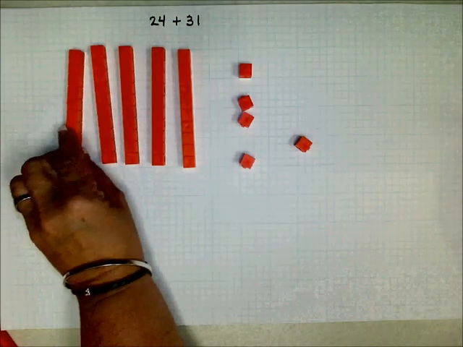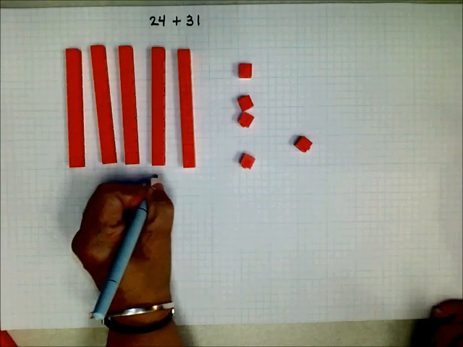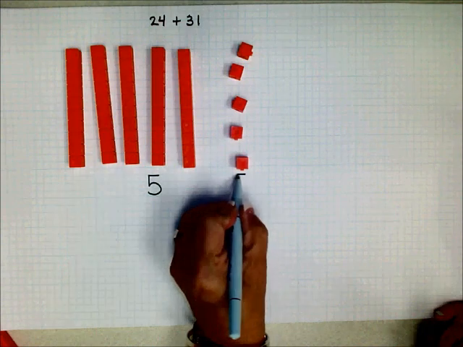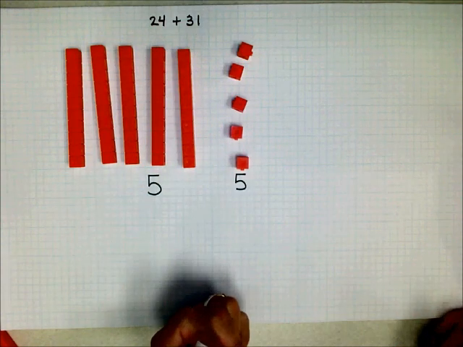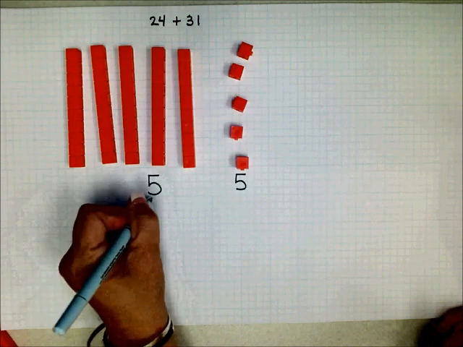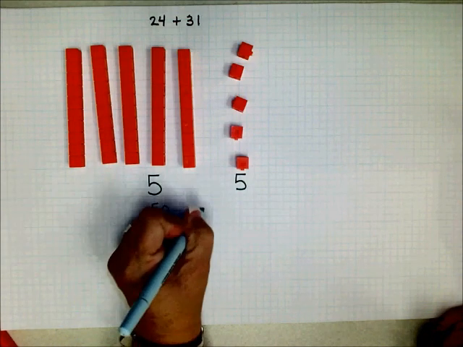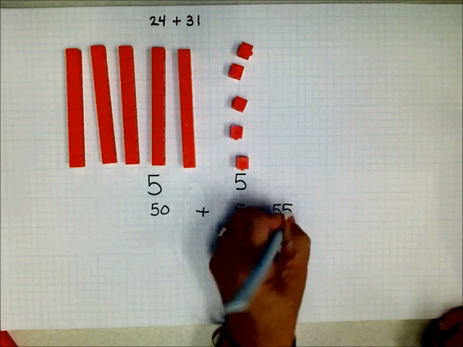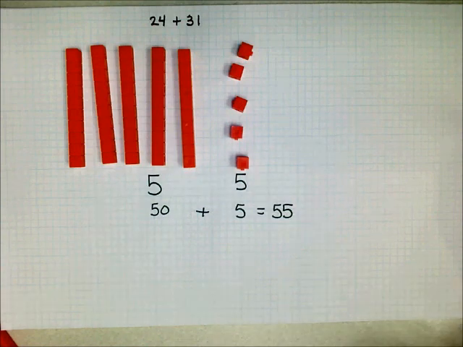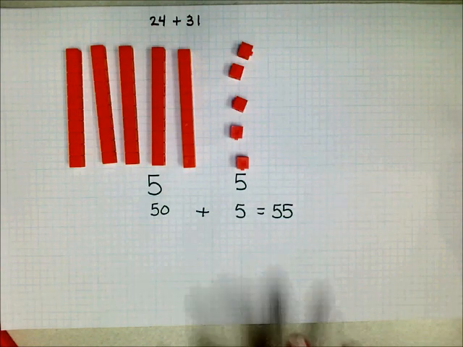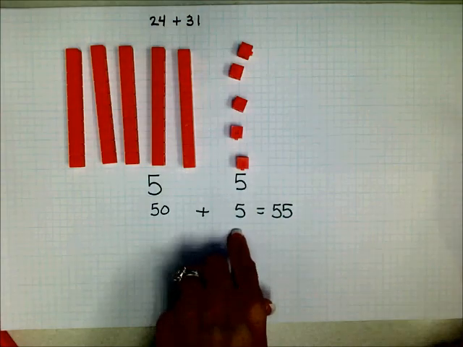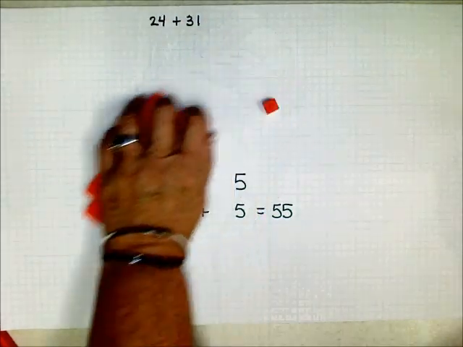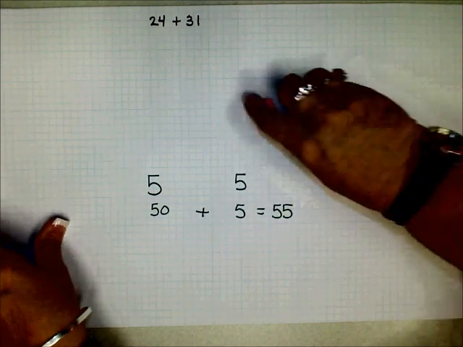And then I have 5 tens, and 1, 2, 3, 4, 5 units. So I have the number 55, because 5 tens represents 50, and 5 units represents 5, for a total of 55 when I add my numbers together. Okay? Now, I can model just addition when I don't have to do anything special with it. But I can also model some addition when I do have to do some special things with it.